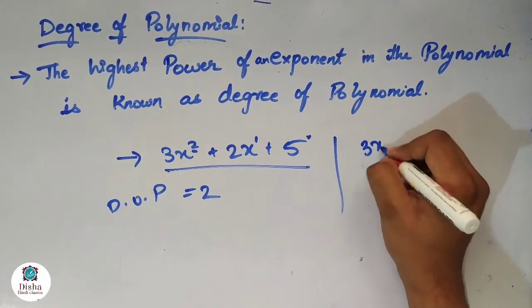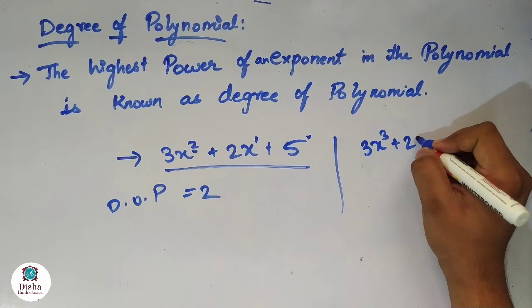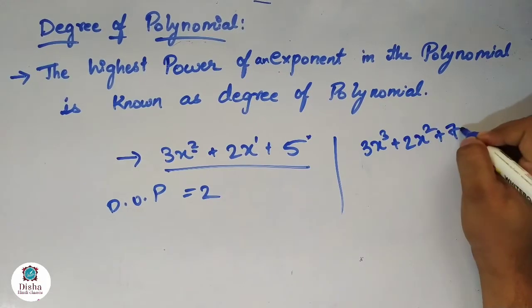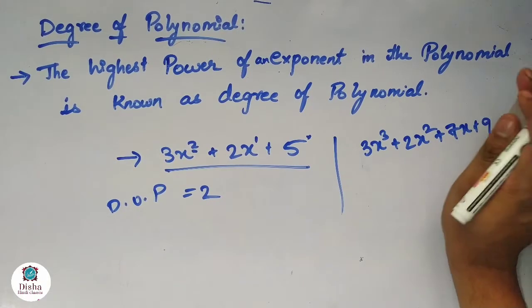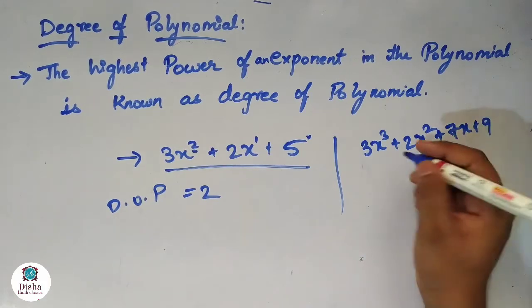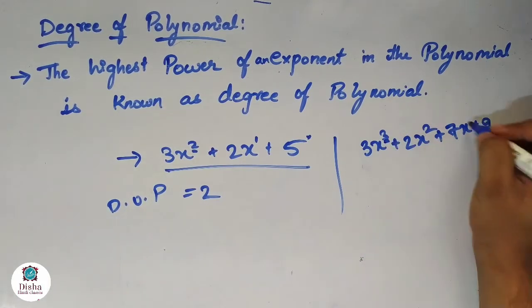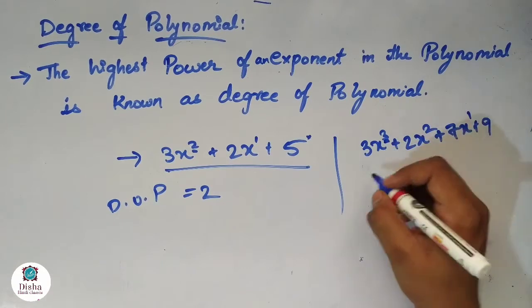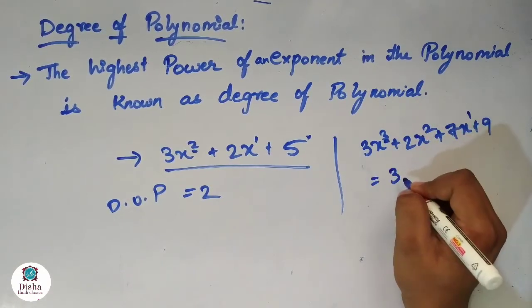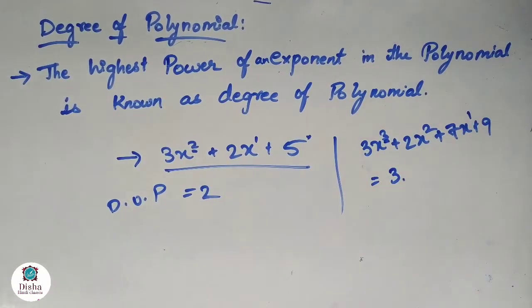See, an easy one, 3x cube plus 2x square plus 7x plus 9. You can take any equation for this. So here the highest power is 3. Here it is 1, here it is 2, here it is 3. So the degree of the polynomial will be 3, right?